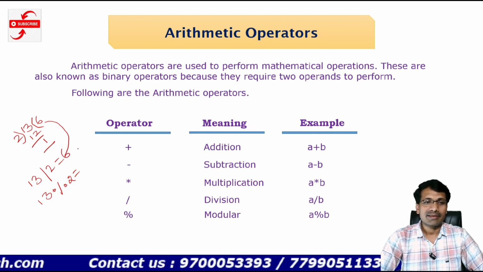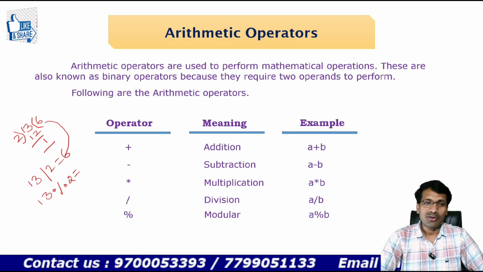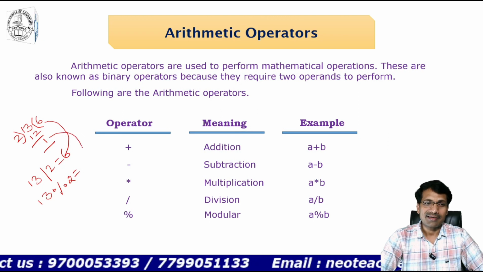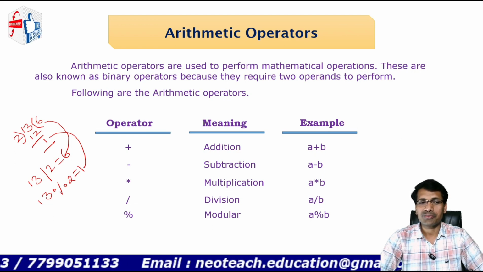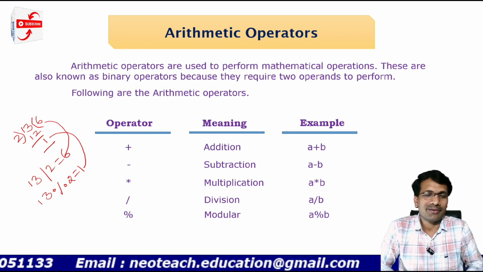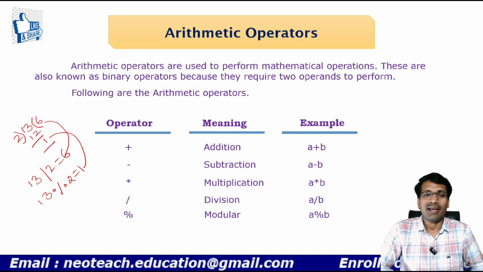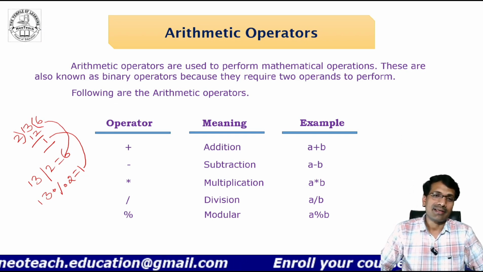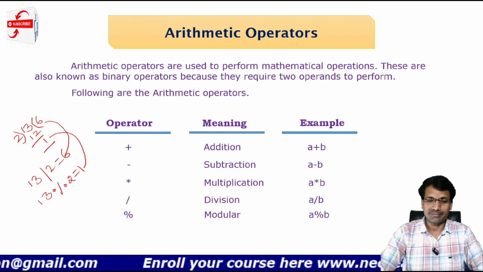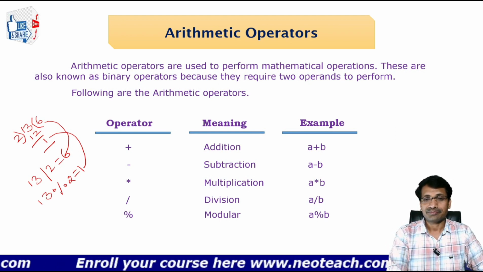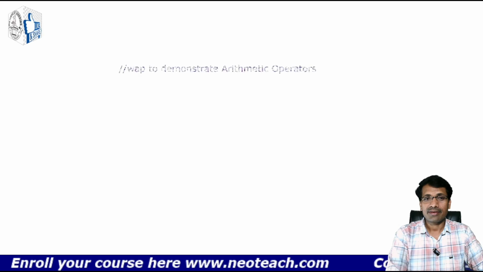Now next, when we ask for modulus, the remainder is the answer. 13 modulus 2 means the modulus operator gives you the remainder, and division will give you the quotient. So this is the difference between division and modulus. Okay, and now by using this we will write one program.